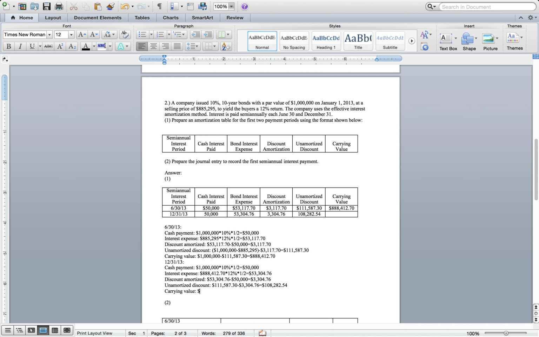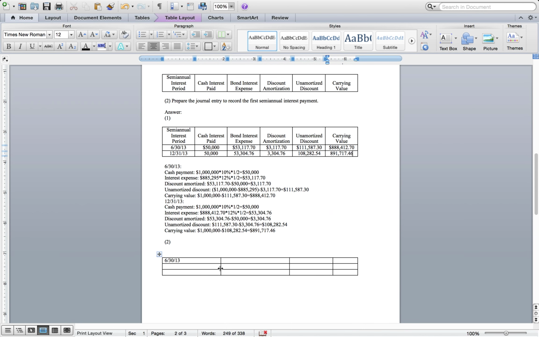Again, start off with the $1 million. And subtract out the unamortized discount portion we've just calculated at $108,282.54. Okay. That'll equal $891,717.46. Okay, so value, put it here. That'll be $891,717.46.